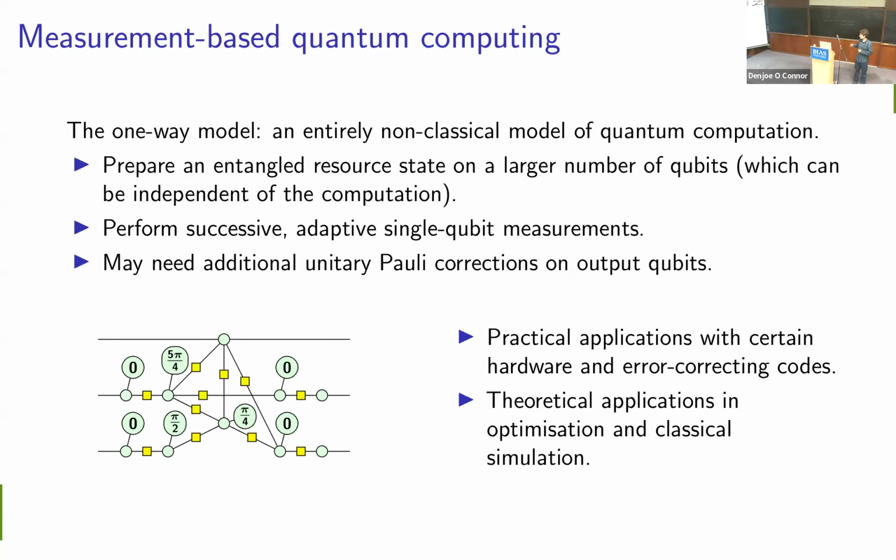And this one-way model, in addition to these practical applications, also has theoretical applications I've just explained in terms of optimization, and also, for example, classical simulation of quantum computations. So again, it's useful if we can shrink the description of our quantum computations as much as we can, and then we can use tensor network contraction methods to try and calculate probabilities of certain outcomes of our computation, for example.